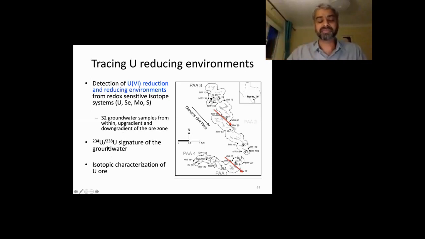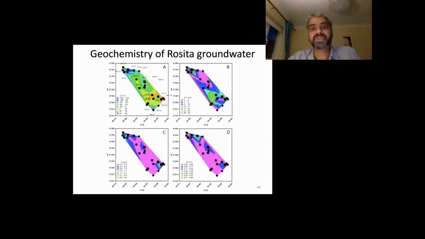So here, I'll just very quickly show you three isotope systems actually: two different uranium isotope systems and the sulfur isotope system. So first, the geochemistry of the groundwater. These four panels show, top left one is the Eh. So it shows a range from quite negative Eh to plus 100 millivolts. Particularly, the ore zone is very reduced in parts. And in general, the downgradient wells are quite reduced.